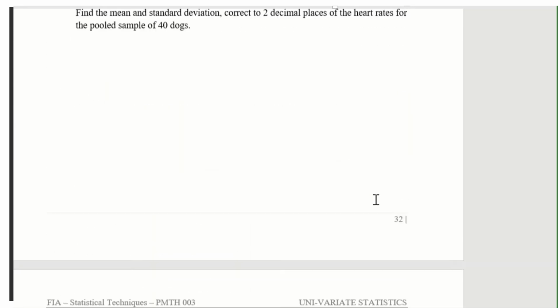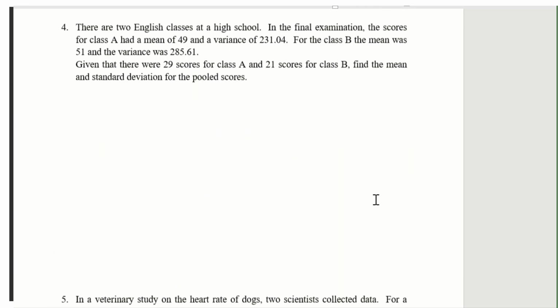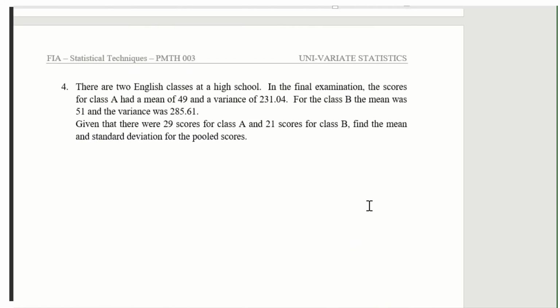Now we are left with the last 2 questions, which is question 4 and question 5. All right. There are 2 English classes at a high school. In the final examination, the score for class A had a mean and a variance of this.